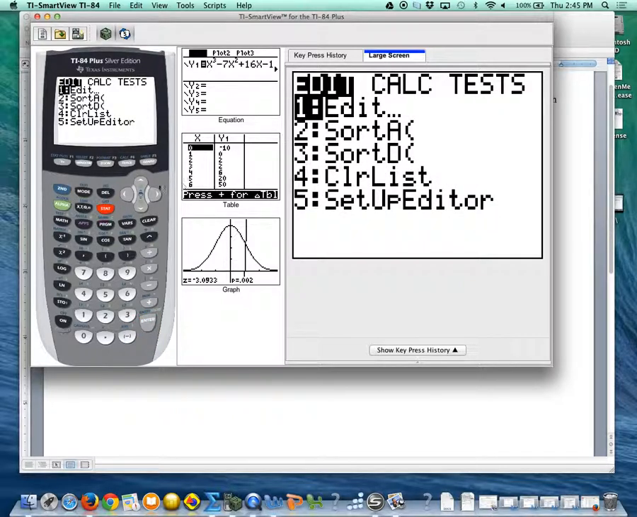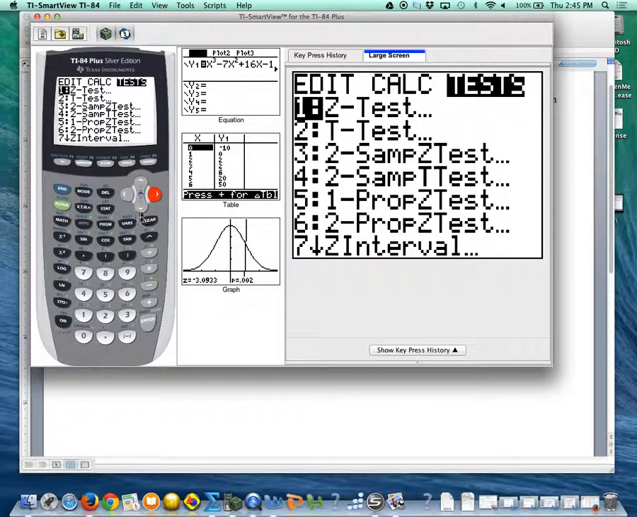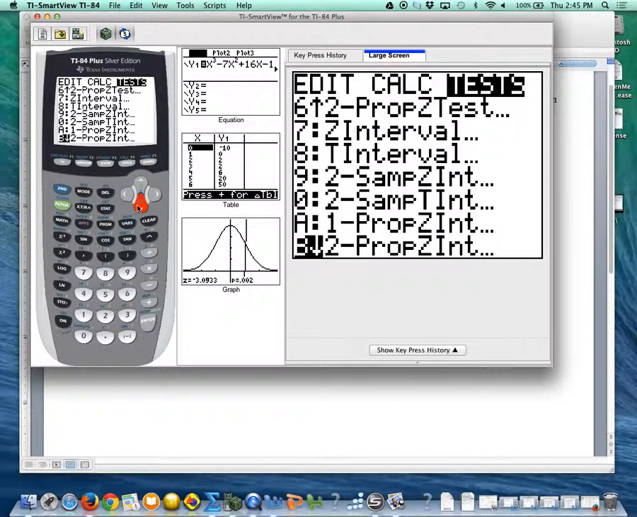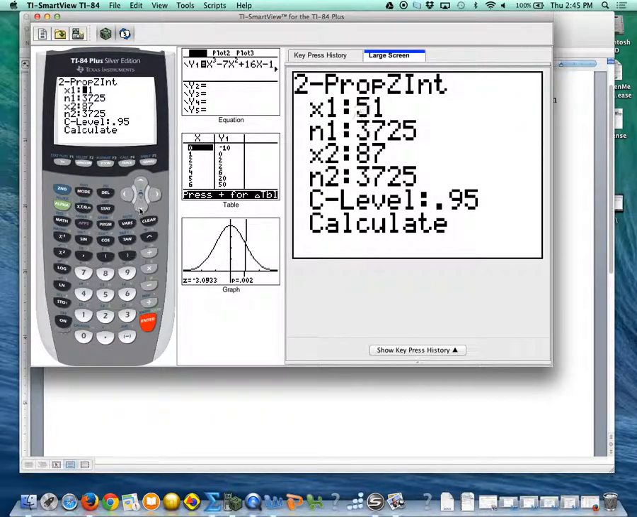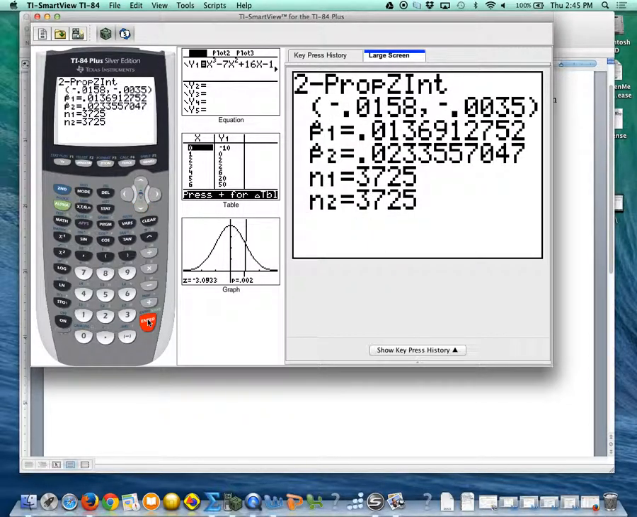Now if you go to stat and you go to tests, to do the confidence interval it's going to say 2 proportion, but it's going to say interval instead. On mine it's B. The same information should be there. Let's do a 95% confidence interval. If you hit calculate, here is the confidence interval that it gives us.